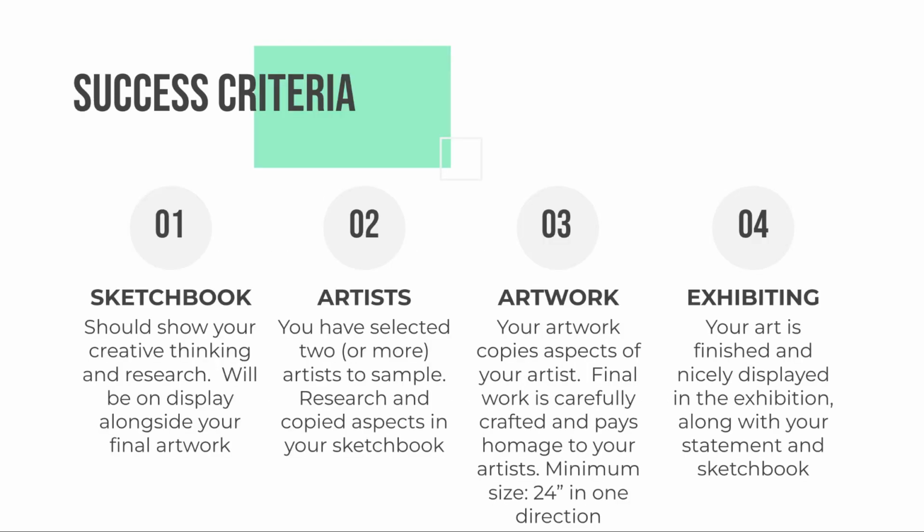All right. So in terms of the success criteria, we're looking at four things. The sketchbook itself, as I said, is going to be on display. The artists that you have selected, two or more artists, you research them and you copied aspects in your book. Your artwork copies aspects from your artist, and it's well crafted, and I put a minimum size of two feet or 24 inches in at least one direction, just as a guideline for the scale of what the project should be in order to look impressive and interesting for the final. And then the last one, as I said, putting up the work. So it's going up in the art show, and being nicely displayed along with your artist statement and sketchbook at the end.